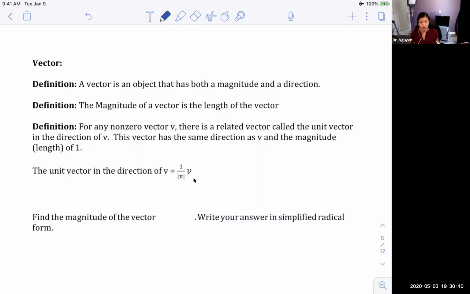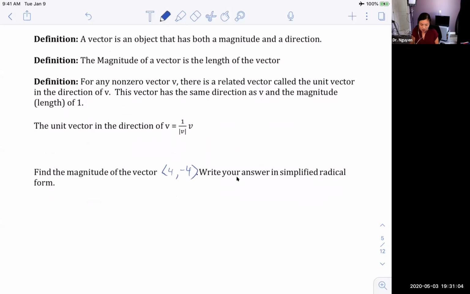All right, so let's try some problems. How about we have a vector. Let's say the vector is <4, -4>. By the way, that's the notation for a vector. I need to find the magnitude. The magnitude of a vector is the length of the vector, so pretty much you find the distance. It's going to be the square root of a squared plus b squared.